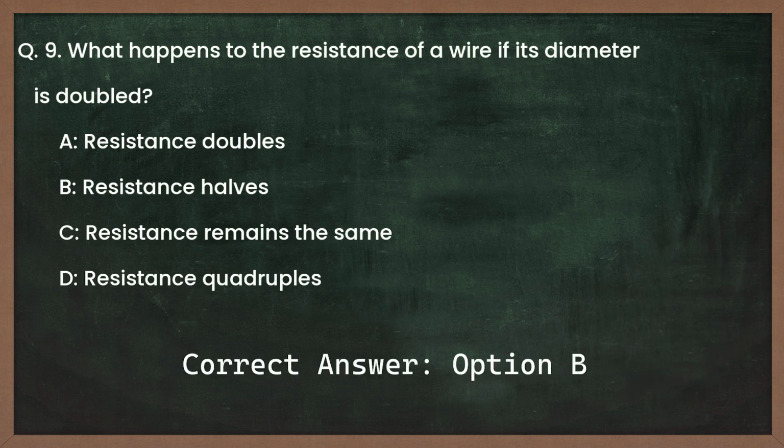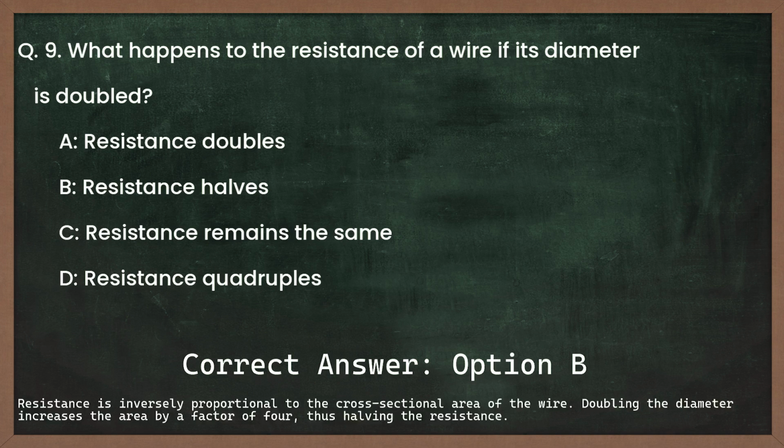The correct answer is option B, which is resistance halves. Resistance is inversely proportional to the cross-sectional area of the wire. Doubling the diameter increases the area by a factor of 4, thus halving the resistance.